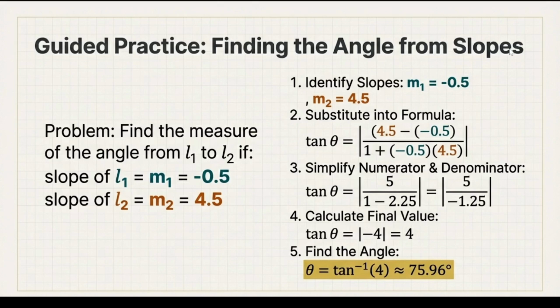Finding the angle from slopes. In our first problem, we need to find the measure of the angle from line 1 to line 2, if the slope of line 1, m1, is equal to negative 0.5 and the slope of line 2, m2, is equal to 4.5. We will substitute these values into our formula and simplify the numerator and denominator. After we get the value, we can calculate the final value of θ by taking the tan inverse. So our angle θ will be 75.96 degrees.